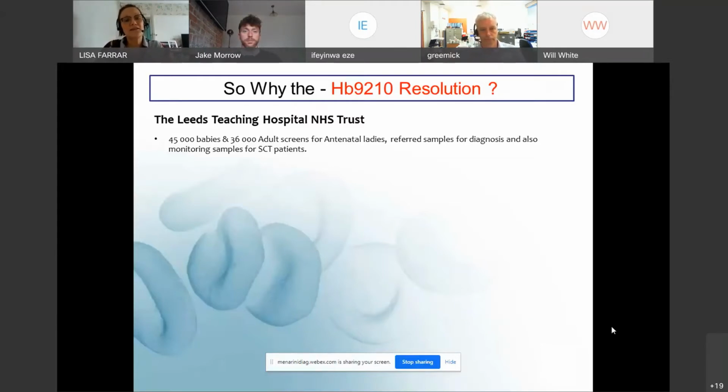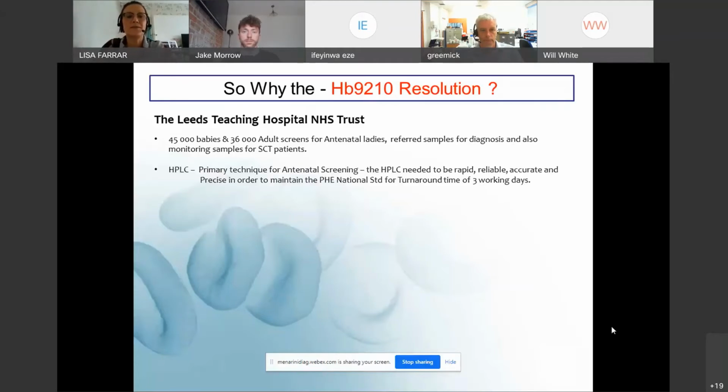So with regards to the changes in our laboratory, we've gone from a small volume working and testing site to testing 45,000 babies and 36,000 adults. And this has had a massive impact and change on the workload, which has resulted in different demands on the performance of the analyzer that we've needed. So HPLC is currently our primary technique for antenatal screening. The HPLC needed to be rapid, reliable, accurate and precise in order for us to maintain the Public Health England national standard for turnaround times of 3 working days.